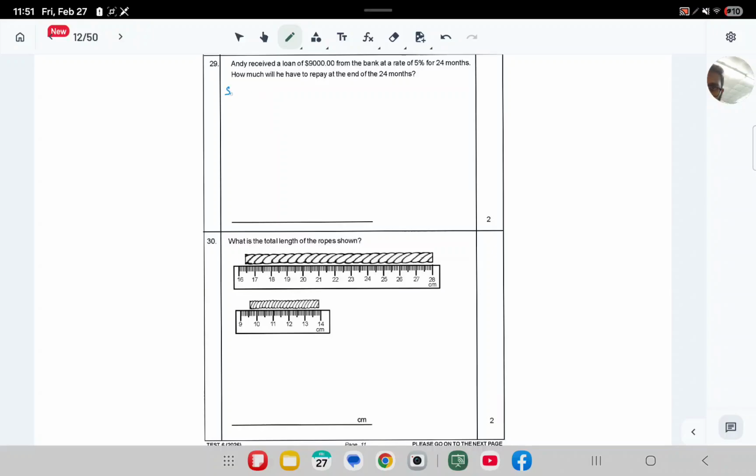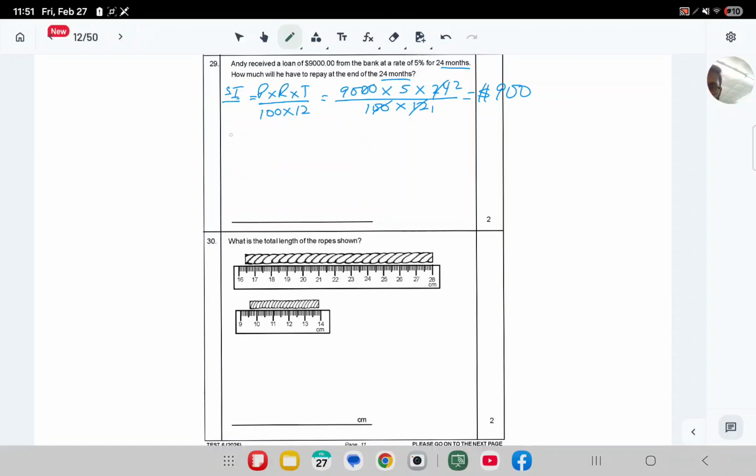So first we need to calculate the simple interest. When time is given in months, we use the formula principal by rate by time all over 100 multiplied by 12. So that's 9,000 by 5% by 24 all over 100 multiplied by 12. Working this out, we get $900 in simple interest.